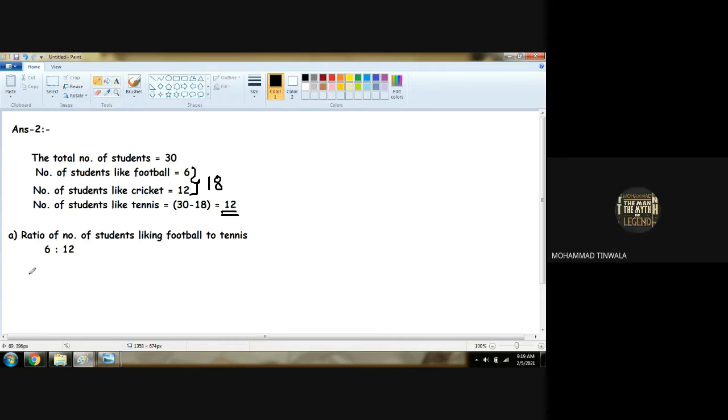Now what we have to write? 6 upon 12 here. 6 ones are 6, 6 twos are 12. So can we divide 1 upon 12 with each other? No. So 1 is to 2 is the ratio for this. Anybody has any doubt with this?